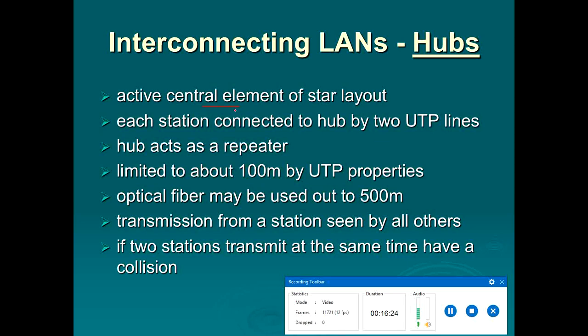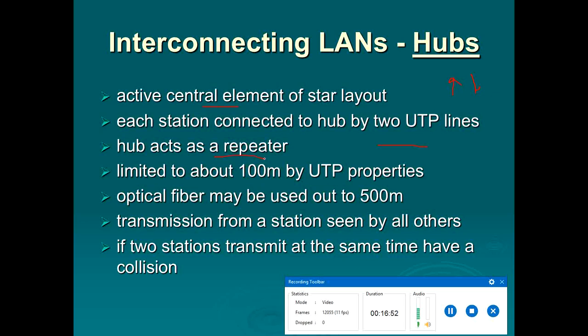We have discussed it when we discussed the star topology. Earlier the term hub was used for a star topology LAN. Each station is connected to a hub by 2 UTP lines, one is the transmission line and the other is the receiving line. So each station is connected to a hub by 2 lines, a transmitting line and a receiving line.